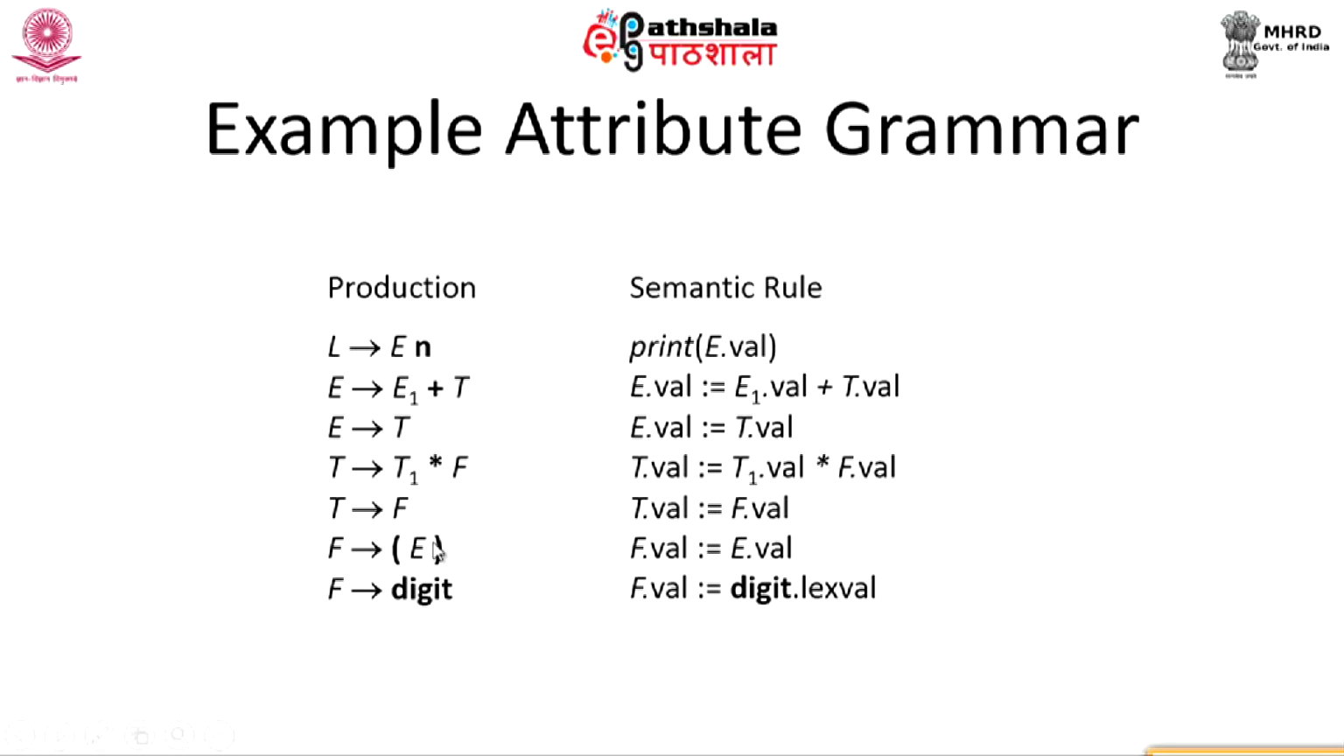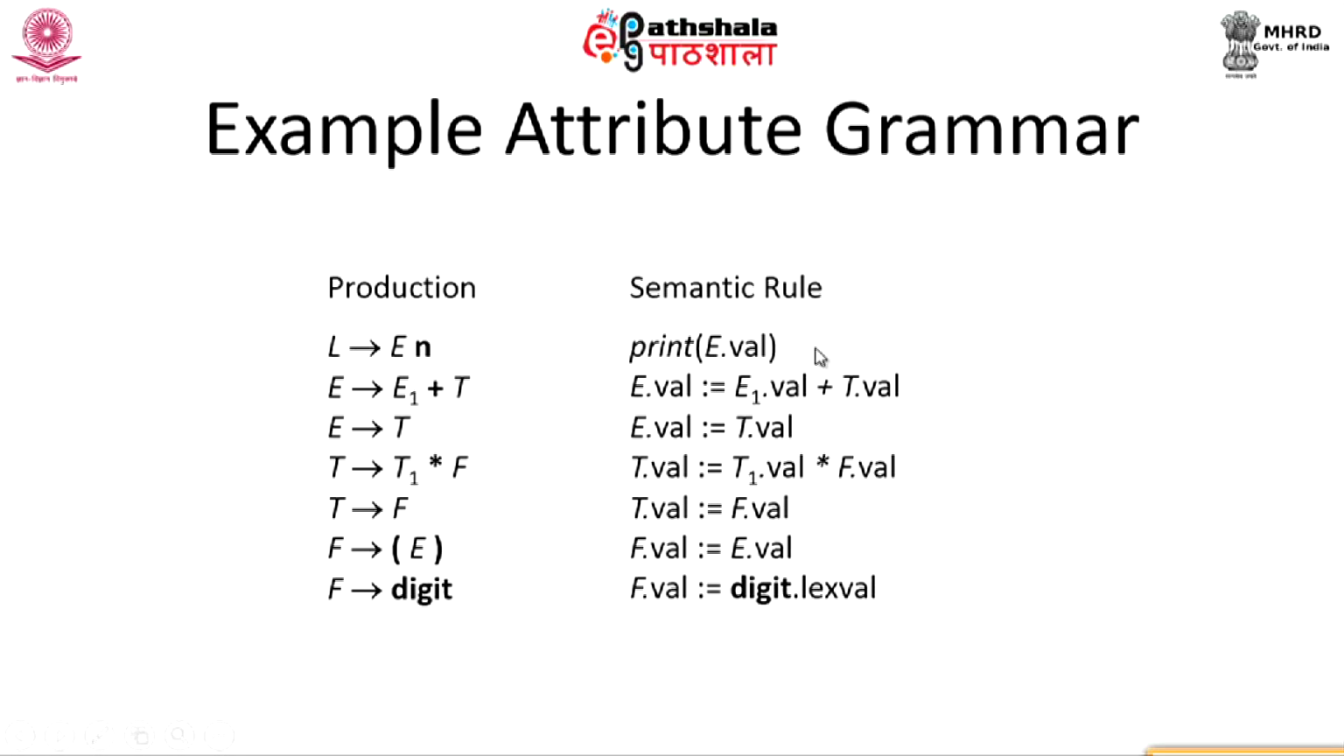And here F dot value is nothing but, when I have an open and close parenthesis, when I have E within a pair of parentheses, what does it basically mean? I am trying to actually prioritize. I am trying to evaluate this E first before proceeding on to any other thing. So therefore, I will assign the value of E in terms of semantic action. I will copy the value of E and put it into F only. Now when I have F produces digit, F dot value is equal to digit dot lex value. So whatever value is specified for the digit itself is given to this F dot value.